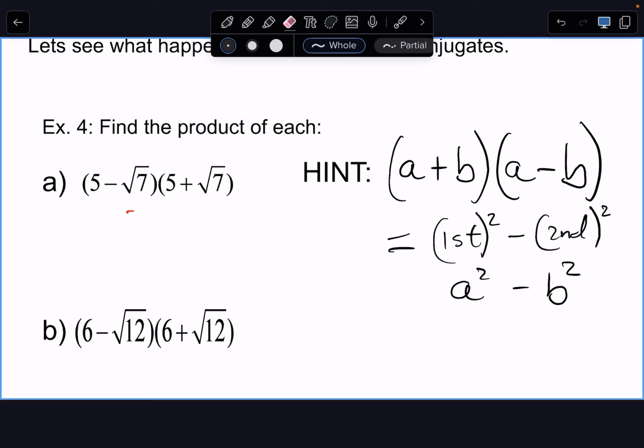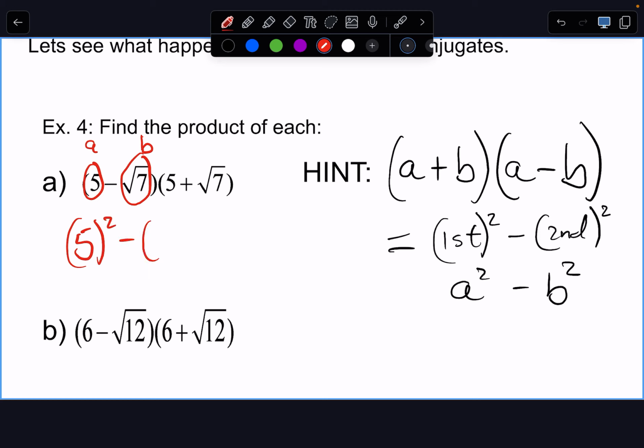My brothers, the 5 is my A term. That's my first term. The square root of 7 is my second term, my B term. The minus is just separating them. So use the difference of squares. I got 5 minus square root of 7 times 5 plus square root of 7. Hey, difference of squares. So I'm going to go 5 squared minus square root of 7 squared. And that equals 25 minus 7. And that's 18.